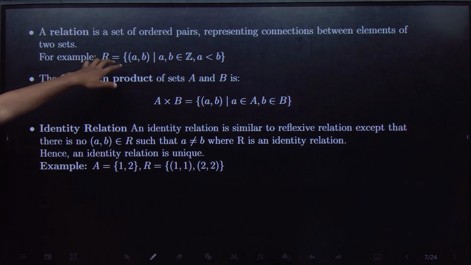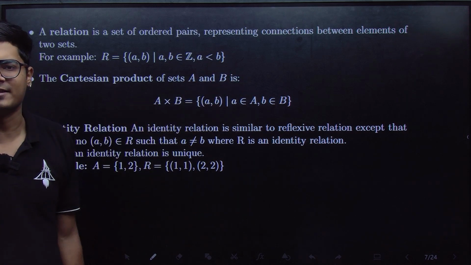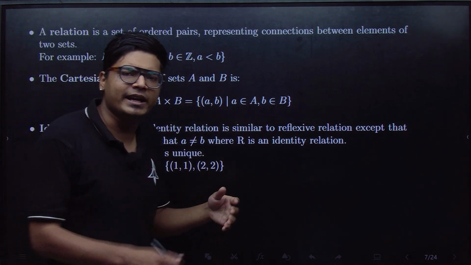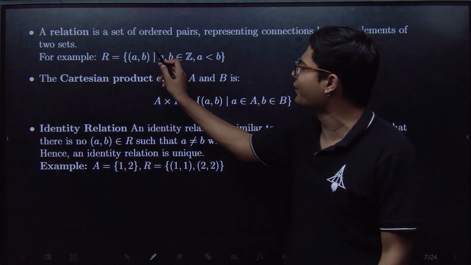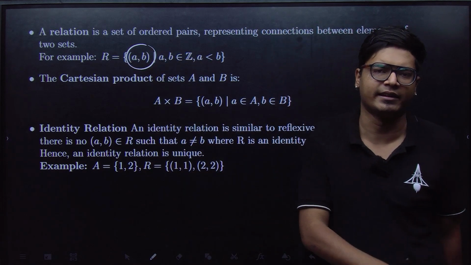For example, if I talk about this relation (A, B), where A and B are integers and A is less than B. So this relation is less than, right? We're taking all pairs, and once we take a pair, we know for sure if it's present inside this relation, the first element has to be smaller than the second element, right?